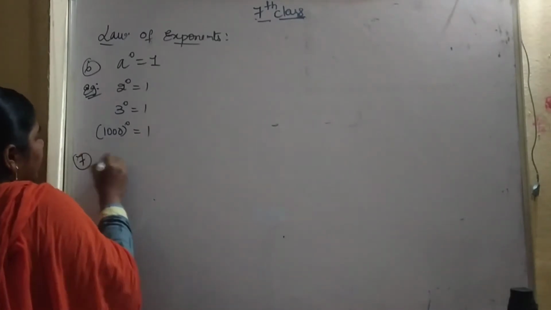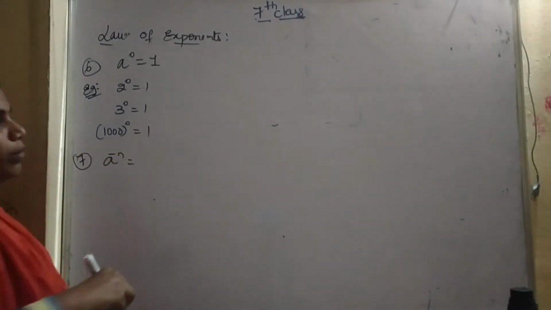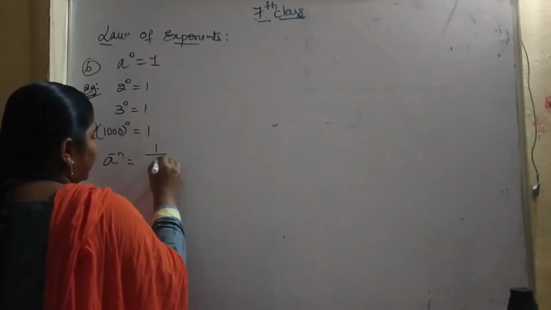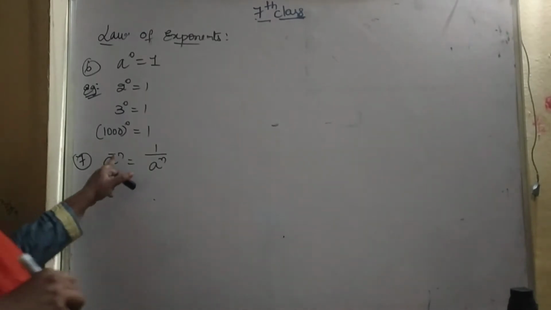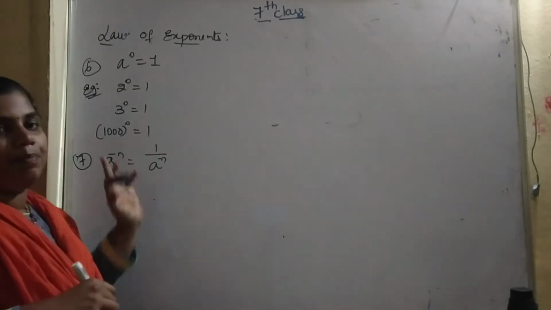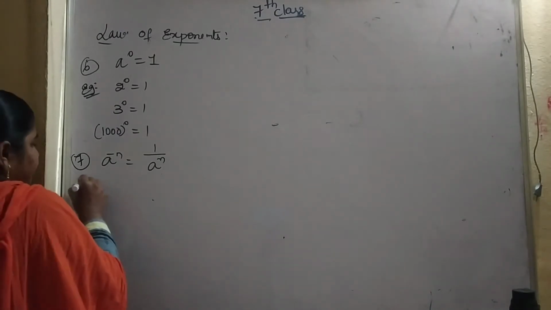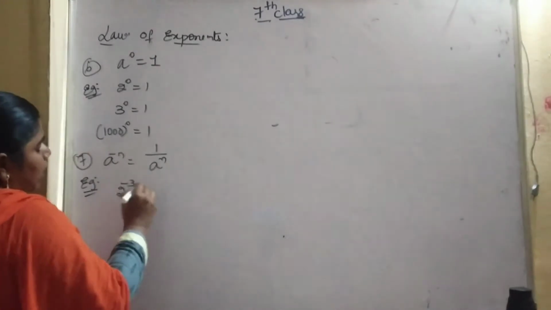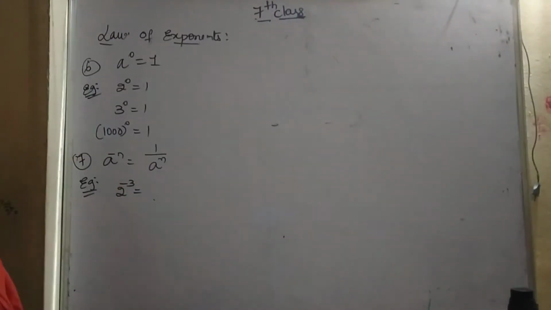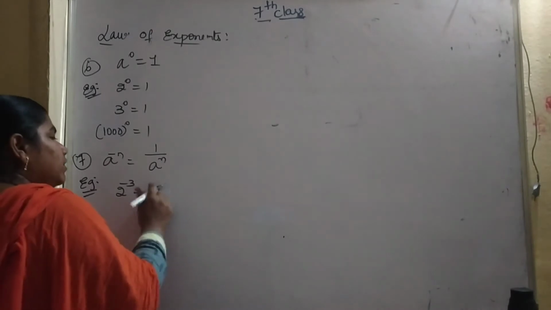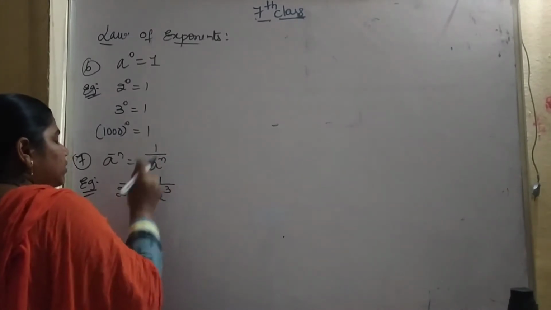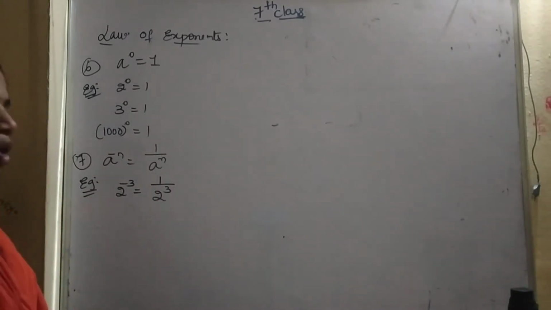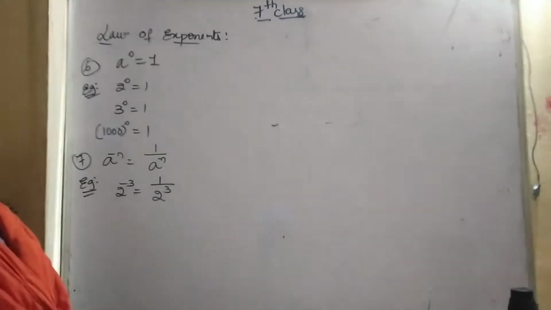Next is a power minus n is equal to 1 by a power n. So this negative power will be converted to 1 by a power n. So one example we can take, that is 2 power minus 3. The power is negative. So how can you write this? We can write it in the form of 1 by 2 power 3. So a value is 2 and the negative value has been converted into a positive value. So this is our seventh condition.